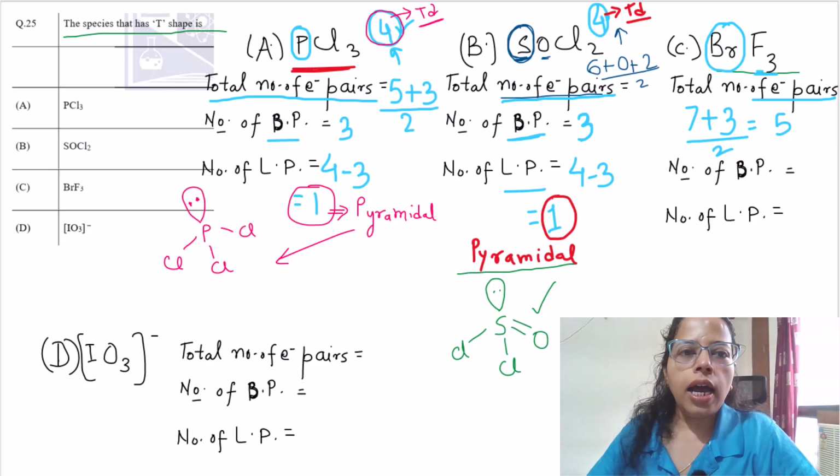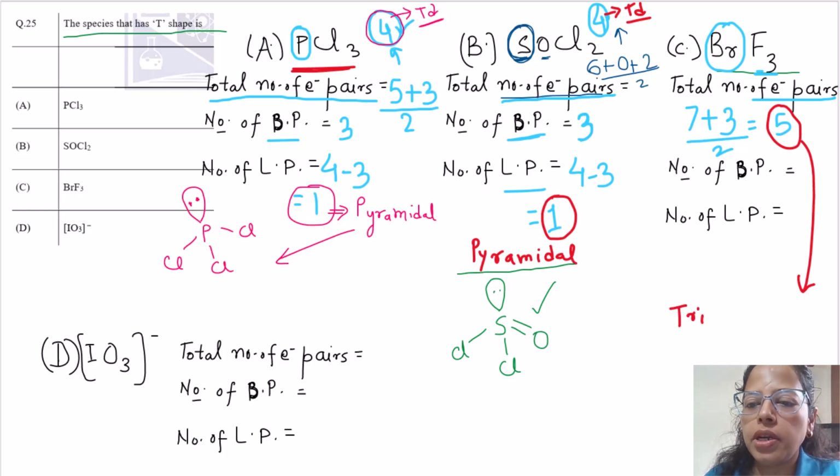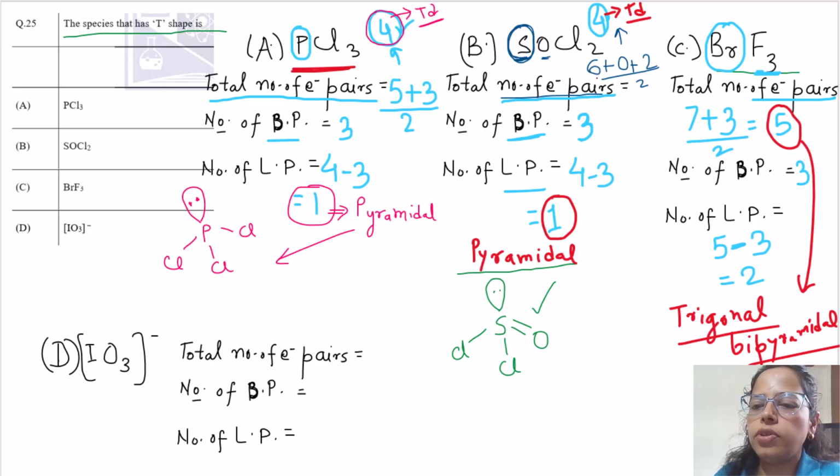And that gives us the parent geometry of TBP, trigonal bipyramidal. Now, how many bond pairs in BrF3? So, 3 fluorine atoms are bonded to the central atom bromine. So, 3 bond pairs, and how many lone pairs? 5 total electron pairs minus 3 bond pairs, that is equal to 2 lone pairs for BrF3.